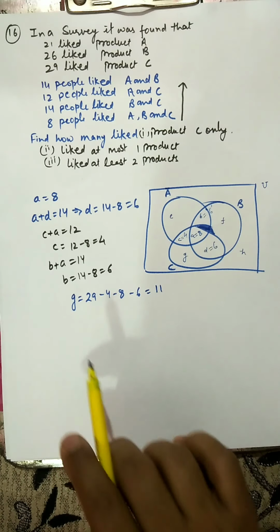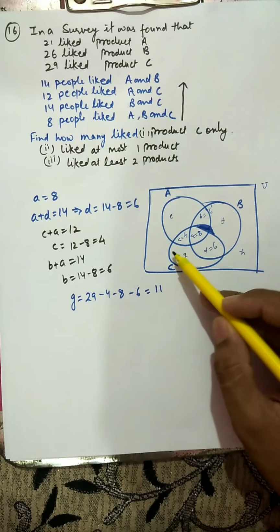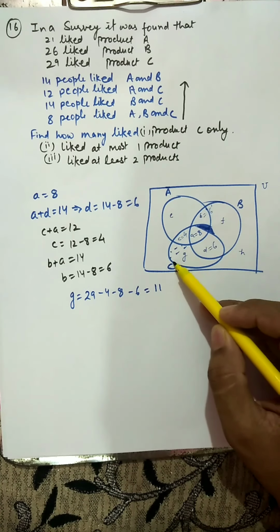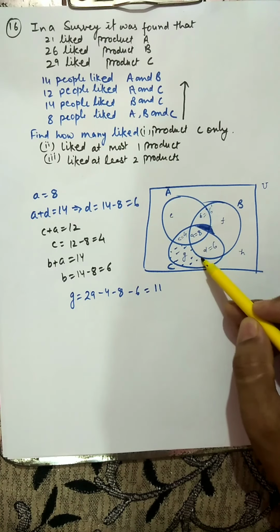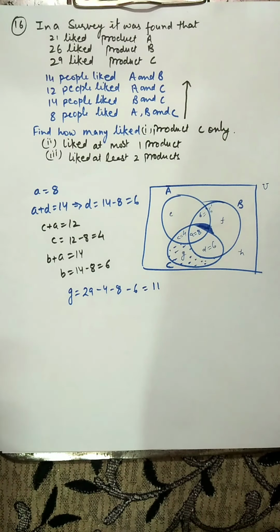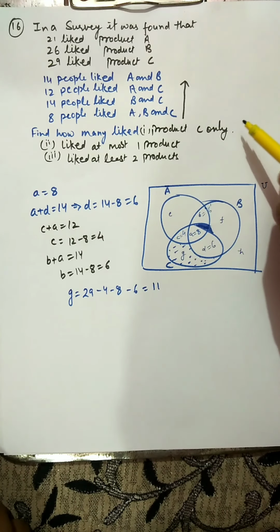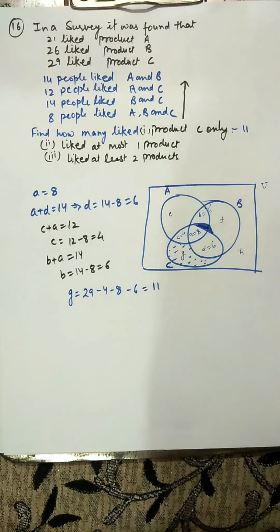So this is 18. So here you can get 11. So now G is the area which is representing C only. And now you have answered the question which was asked: how many liked product C? So your answer here is 11. But we have to discuss the rest of the question, so we have to complete this Venn diagram.